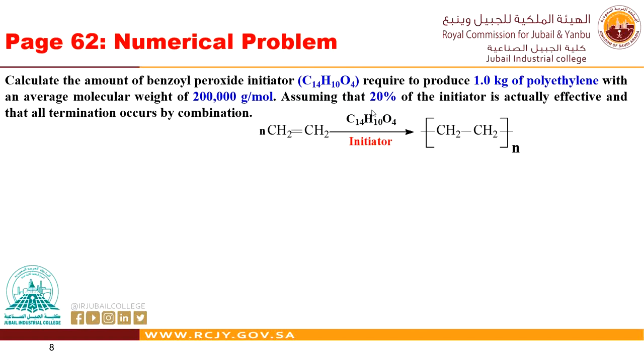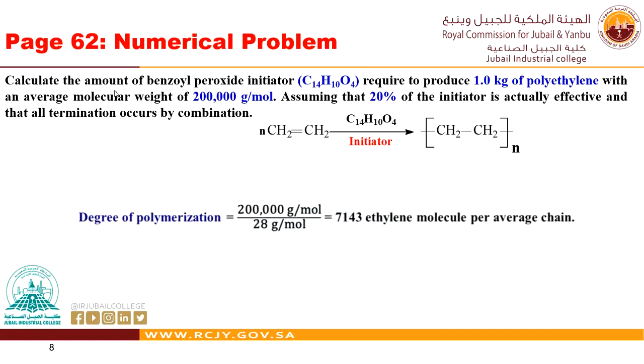So to calculate the amount of benzoyl peroxide, what we need to do is first calculate the degree of polymerization, and then from there we calculate the number of ethylene monomers. Then we use the number of ethylene monomers to know the number of chains. Then when we get the number of chains in the polymer, the number of chains is equal to the amount of benzoyl peroxide, but this amount needs to be converted into a mass, because the question says calculate the amount. Here we're talking about what? Grams. So the first thing is to calculate the degree of polymerization.